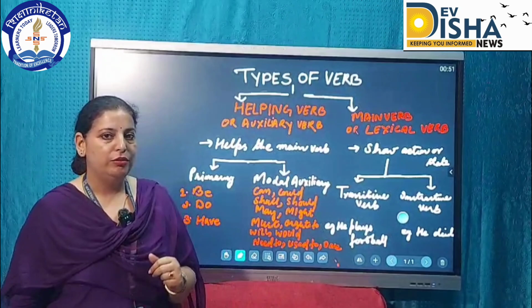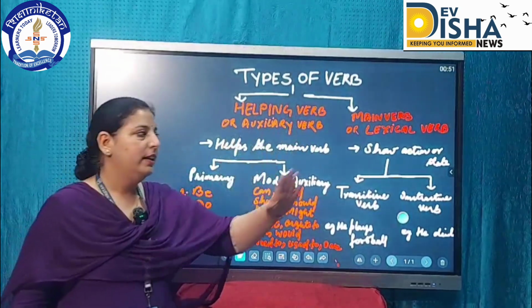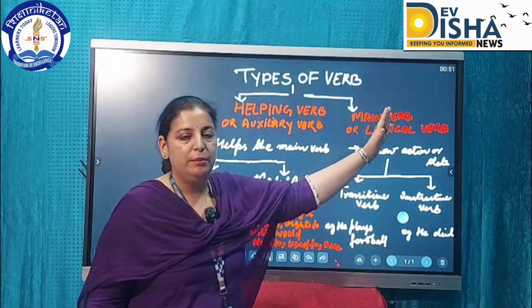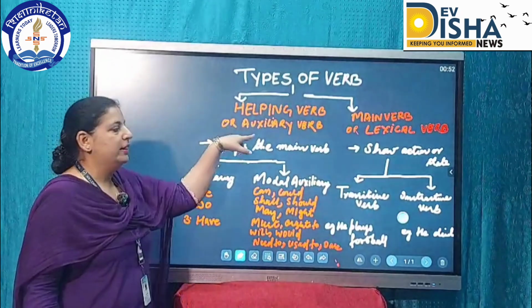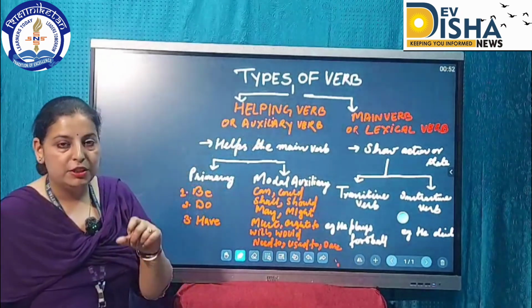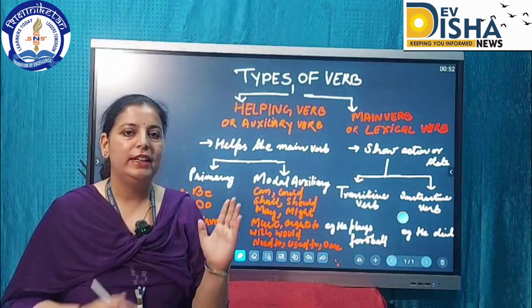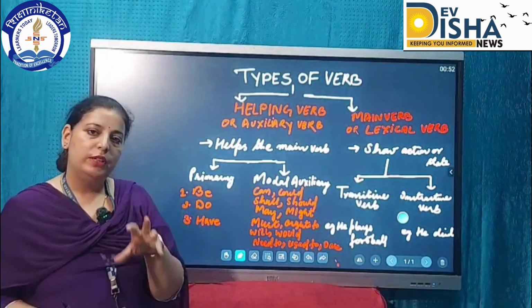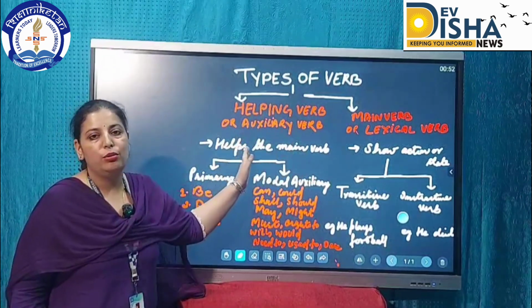The second name of a helping verb is auxiliary verb, and the second name of a main verb is lexical verb. These are basically main verbs and these are basically helping verbs. As its name suggests, an auxiliary verb is a helping verb. So what does it help, and what does it work for? It works for the main verb. It doesn't have its own meaning.